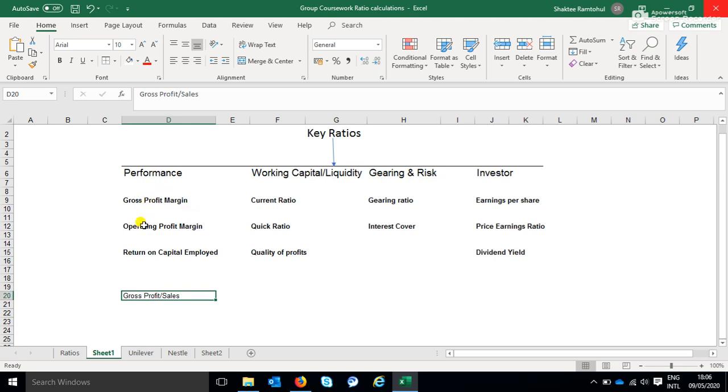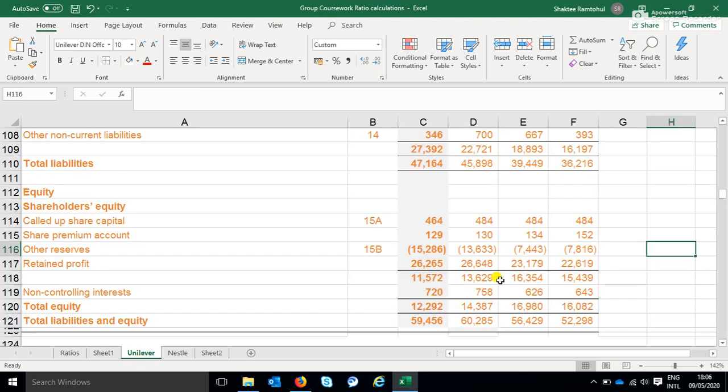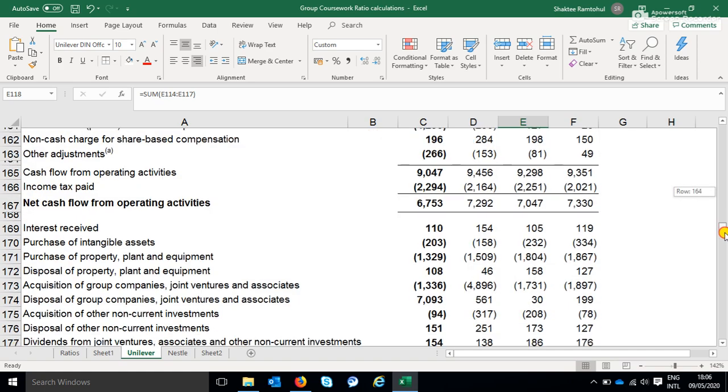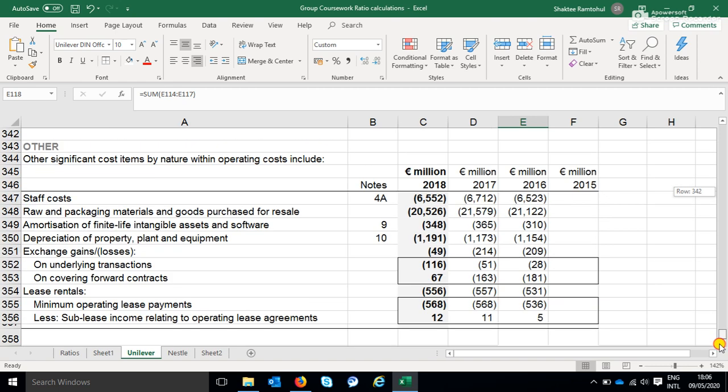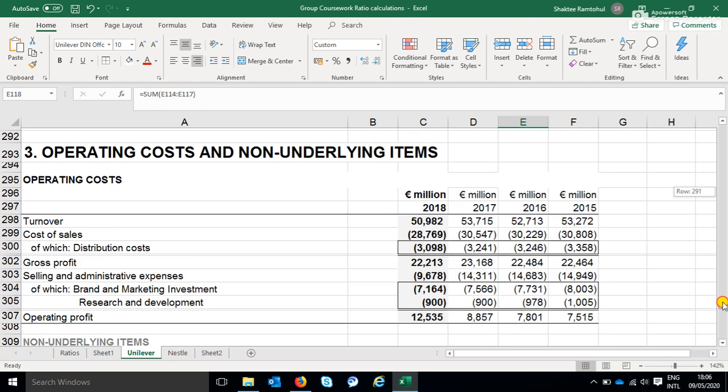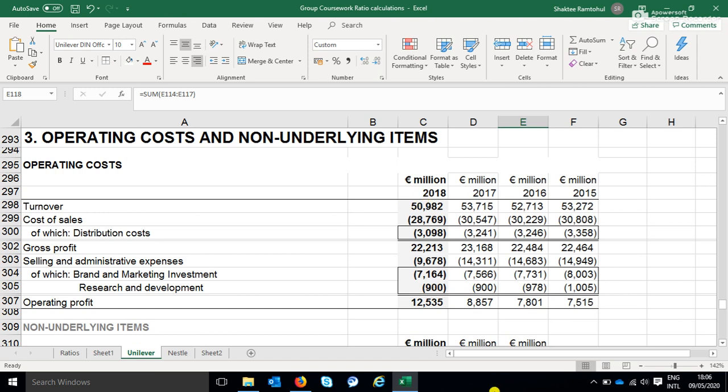So looking at performance, one of the ratios we calculate is gross profit margin. Gross profit margin is calculated by taking the gross profit and dividing by the sales or turnover figure. So let's look at a real company. This is the financial statements for Unilever, and let's look at Unilever's 2018 figures. If we want to calculate the gross profit margin, we take the gross profit figure.